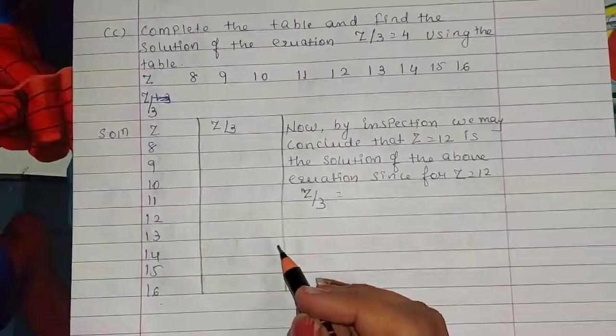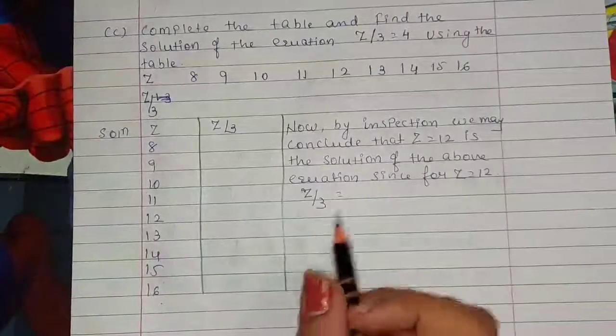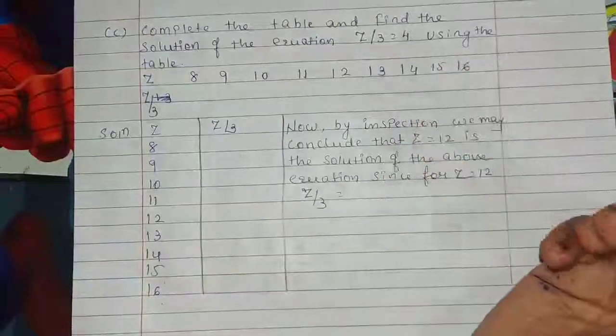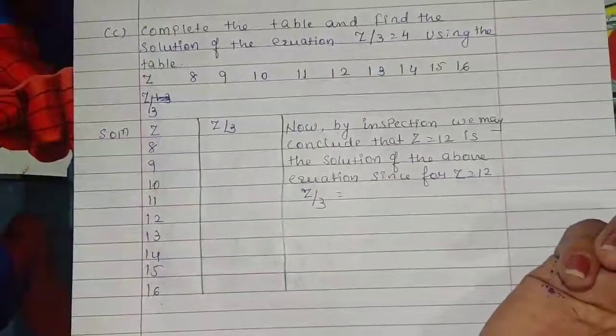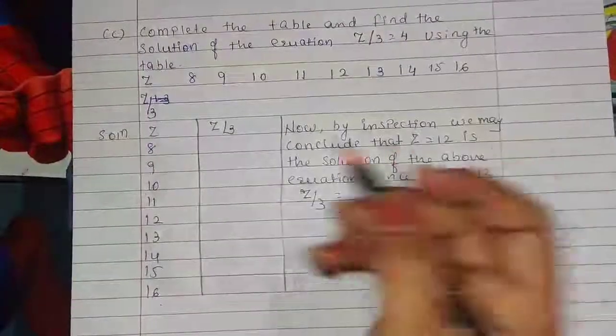Now students, here we have to take care when we write z upon 3. When we do z upon 3, we should get 4. So let us find the solution of the equation by the inspection method.